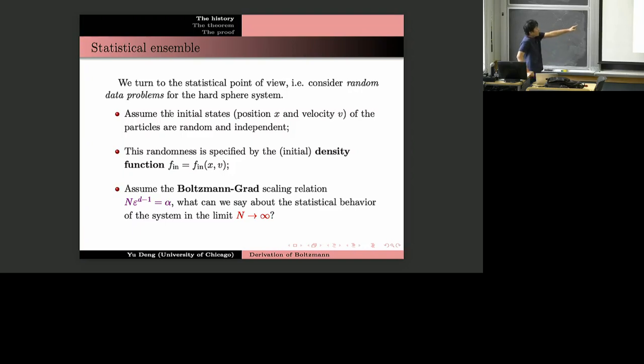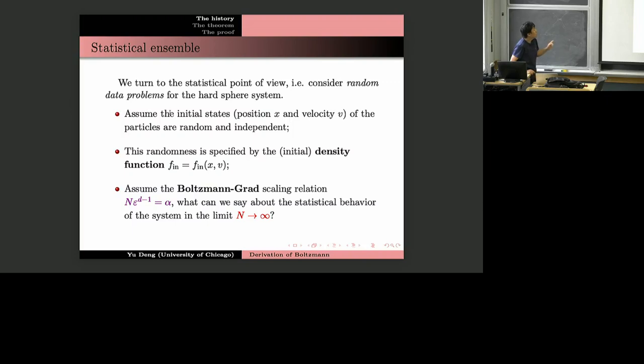Let's say this randomness is specified by this initial density function. Since we have independence, the joint density function, or the s-point marginals, will be the tensor product of the 1-point marginal, and the 1-point marginal is just a function of x and v. That's called the initial data. This will be the initial data of the Boltzmann equation.